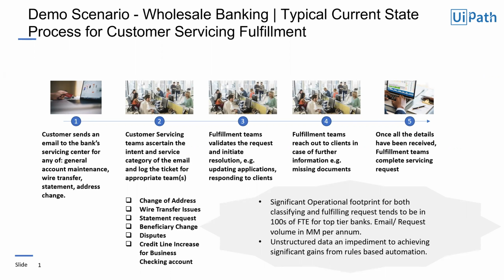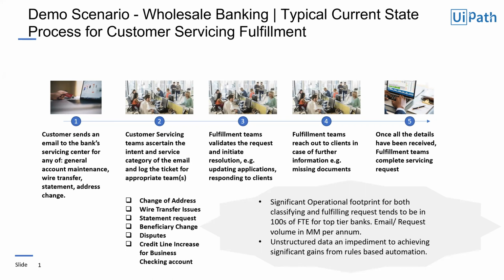For instance, these emails are then tagged into specific tickets. These tickets could be for change of address, wire transfer issues, statement requests, beneficiary change, or any disputes, or any account servicing requests such as credit line increase. Then from that point onwards, fulfillment teams take over and initiate the resolution, which may involve updating the applications and responding to clients. These fulfillment teams often have to reach out to the clients in case of further information, for example, in case of any missing documentation. And once all these details have been received, the fulfillment team completes the servicing request.